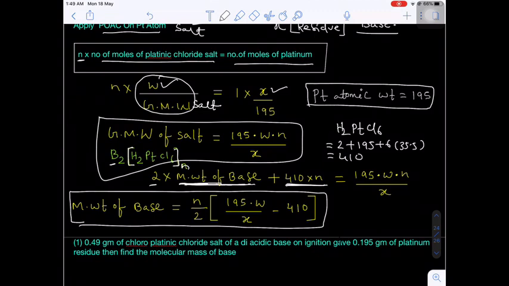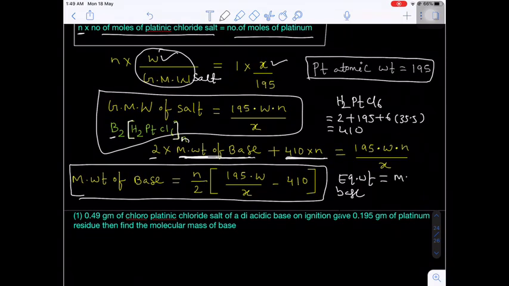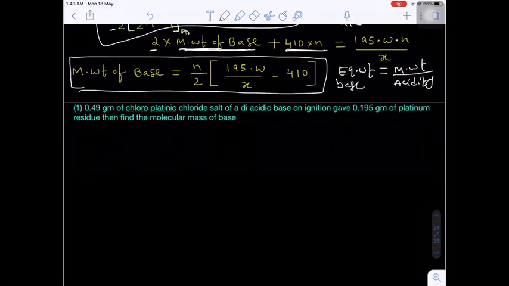Once we know the molecular weight of the base, we can find the equivalent weight of the base. How? Equivalent weight of a base will be equal to molecular weight by acidity. Okay. Now one question is given here.